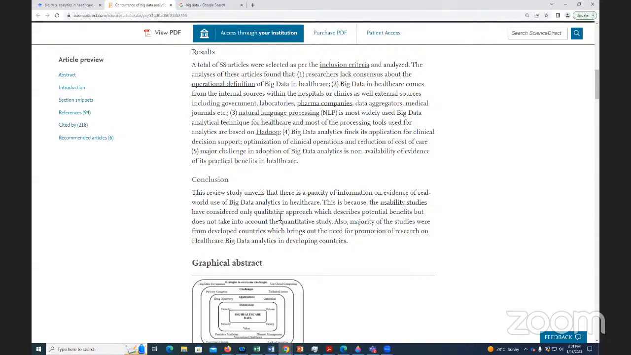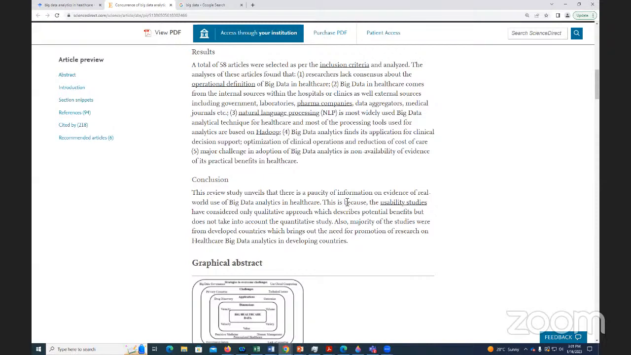Because the usability studies have considered only a qualitative approach, I think qualitative, like asking the participants how they think or feel about it, probably in an interview or a focus group, which we're going to talk about in the future, which describes potential benefits, but does not take account of quantitative study. So they've not been measuring quantitatively whether big data analytics actually has an impact. The majority of studies were from developed countries, and it needs to be looked at in developing countries.